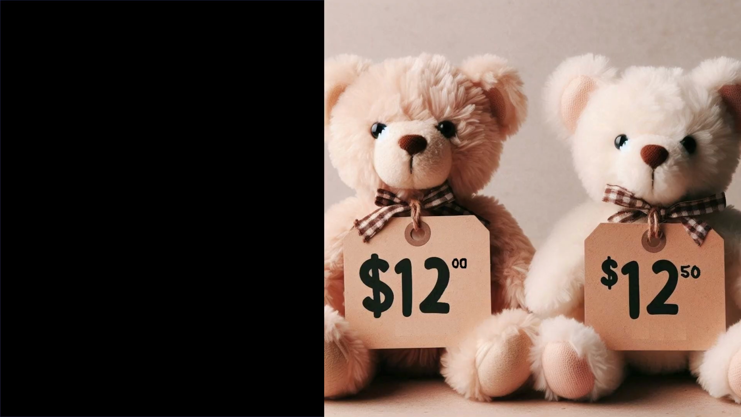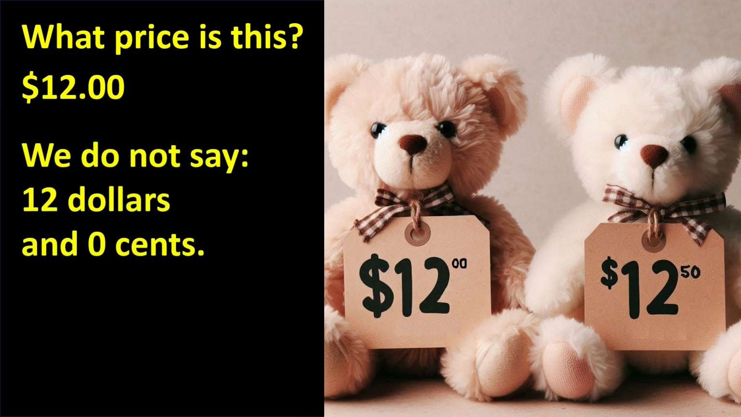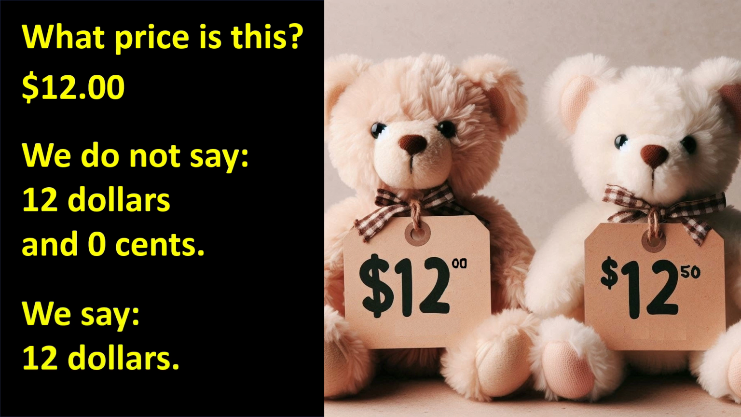Here are 2 teddy bears. The price for the one on the right is $12.50. The one on the left has a price tag that says 12.00. What price is this? We do not say $12.00. Instead, we say $12. With the cents are 0, we can say the amount. If we want, we can even leave off the decimal point and the zeros. That's because $12.00 is equal to $12.